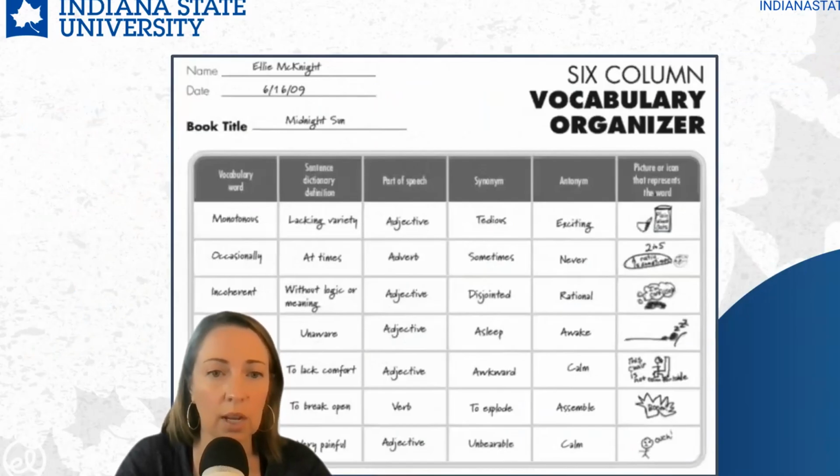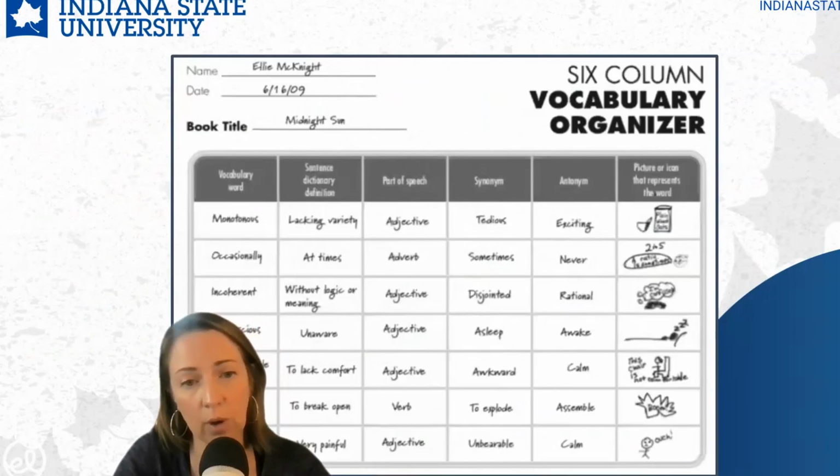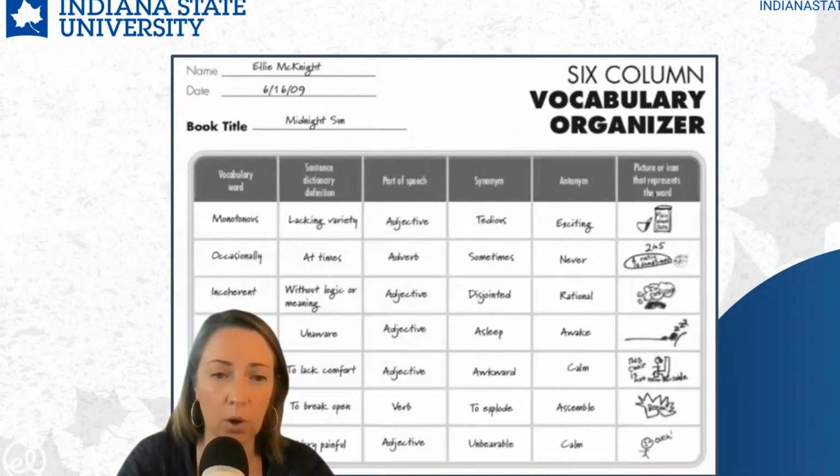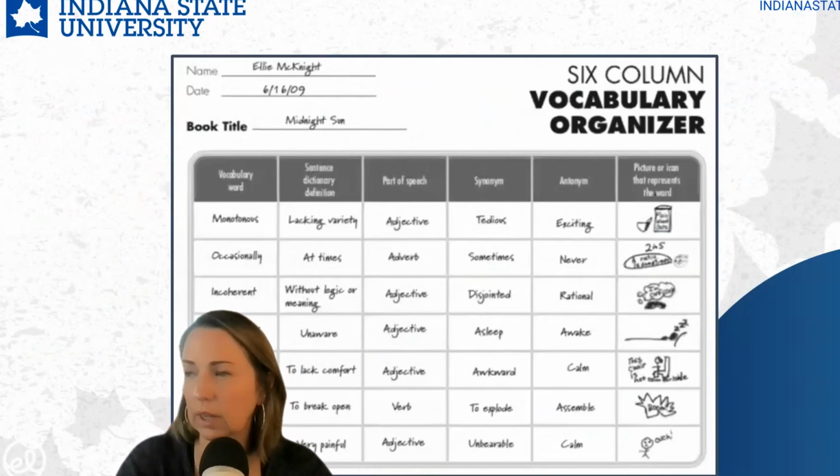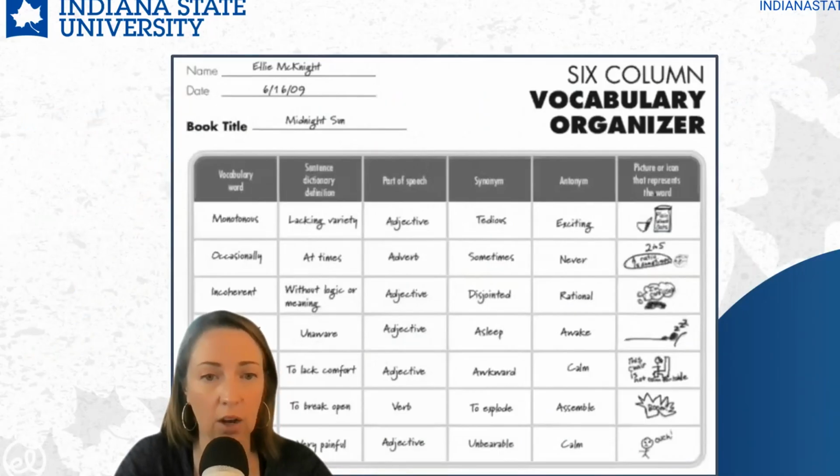You can also organize your vocabulary notebooks using six columns. Whether it's a graphic organizer or you just set up a notebook template this way, you have the vocabulary listed in the left column, then the definition, the part of speech, a synonym, an antonym, and then a picture image or icon.